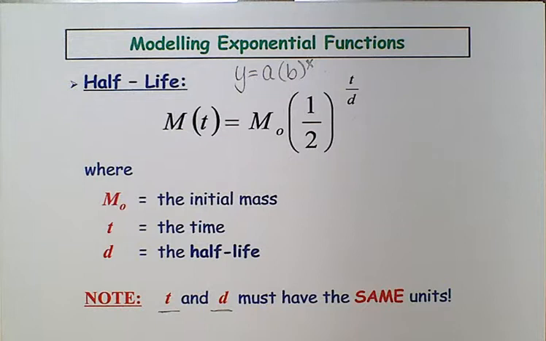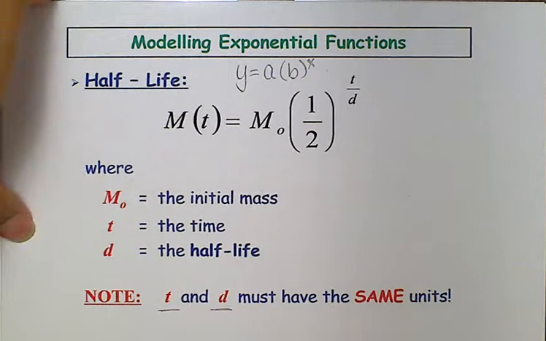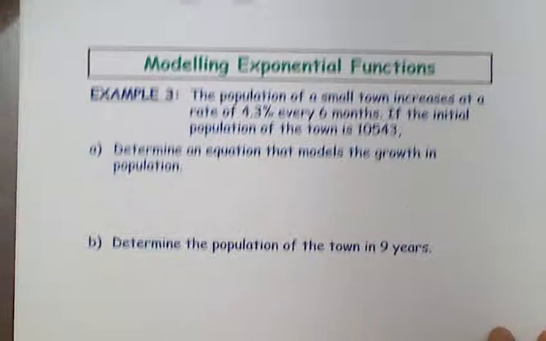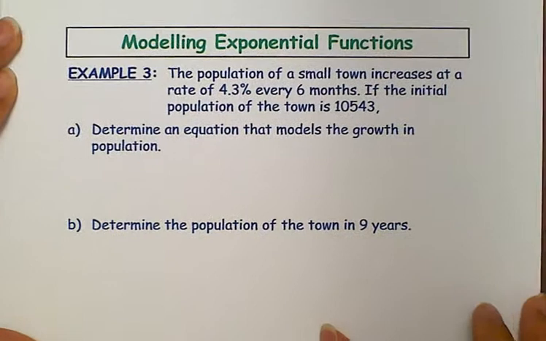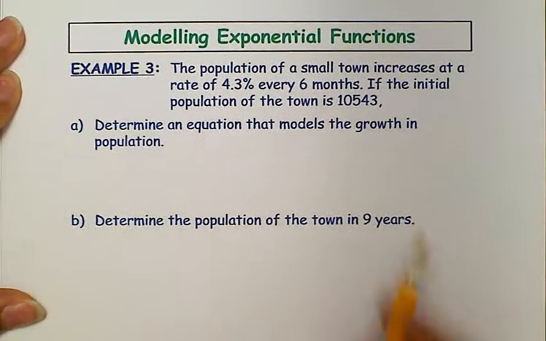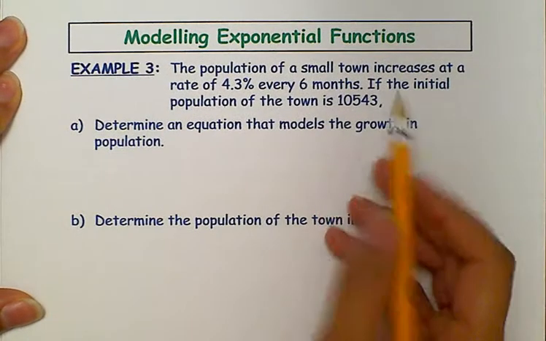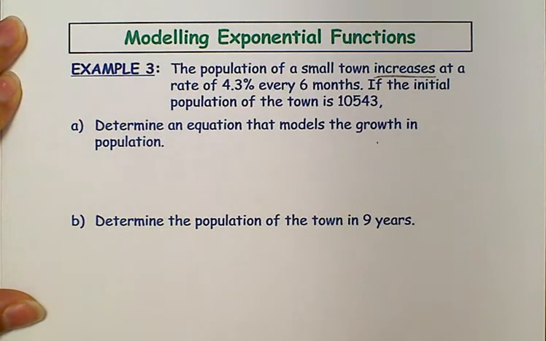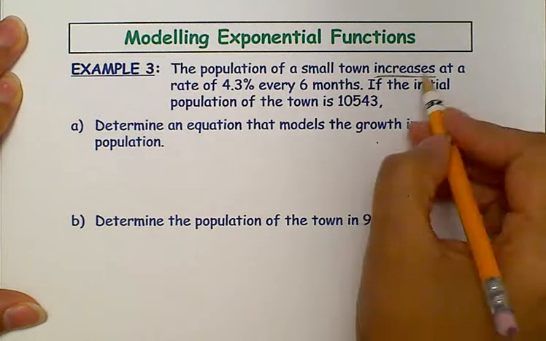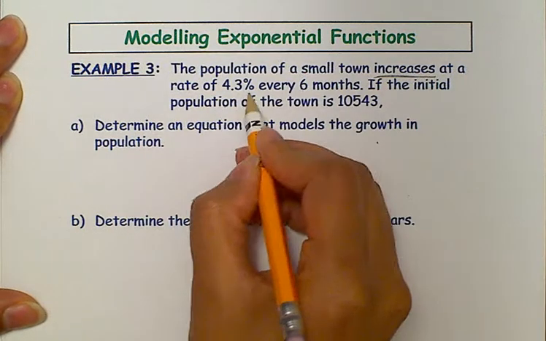Okay? So that's pretty much it for the different kinds of problems that you might see that are kind of unique. Now, the next example we're going to do is a little bit different. You're looking at a general problem that looks at either exponential growth or decay. It says the population of a small town increases. So because I know it's increasing, I'm going to have an exponential growth problem. And it's increasing at a rate of 4.3% every 6 months.